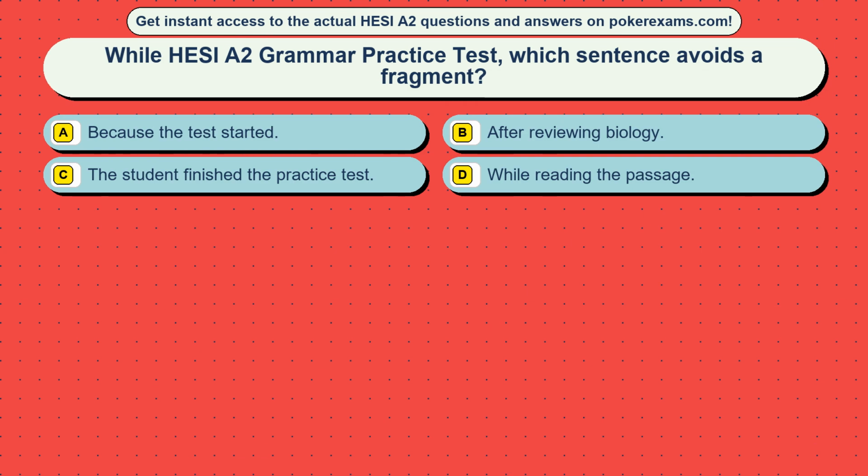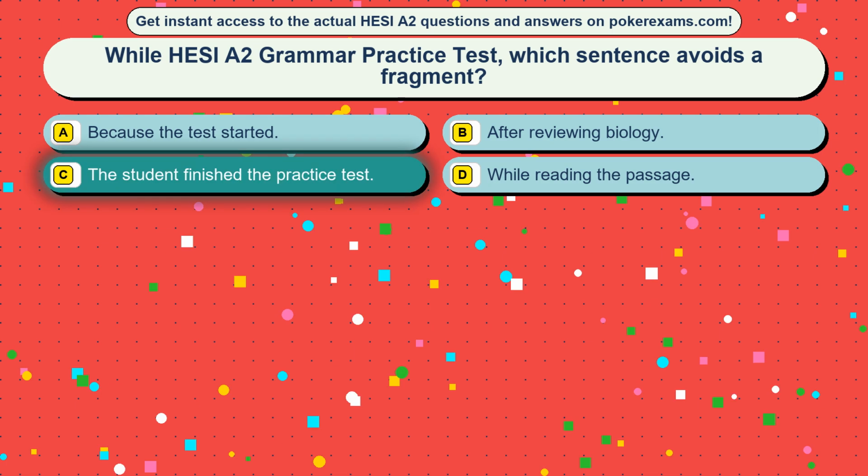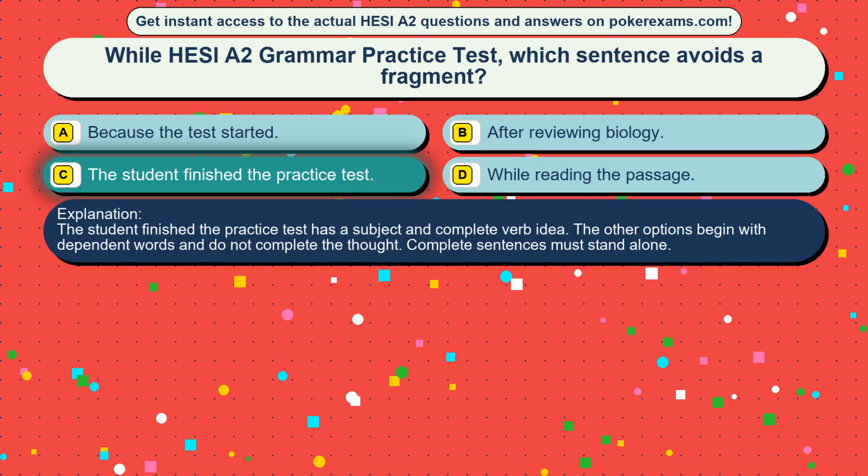Question 37. While HESI A2 grammar practice test, which sentence avoids a fragment? Option A, because the test started. Option B, after reviewing biology. Option C, the student finished the practice test. Option D, while reading the passage. The correct answer is option C, the student finished the practice test. The student finished the practice test has a subject and complete verb idea. The other options begin with dependent words and do not complete the thought. Complete sentences must stand alone.